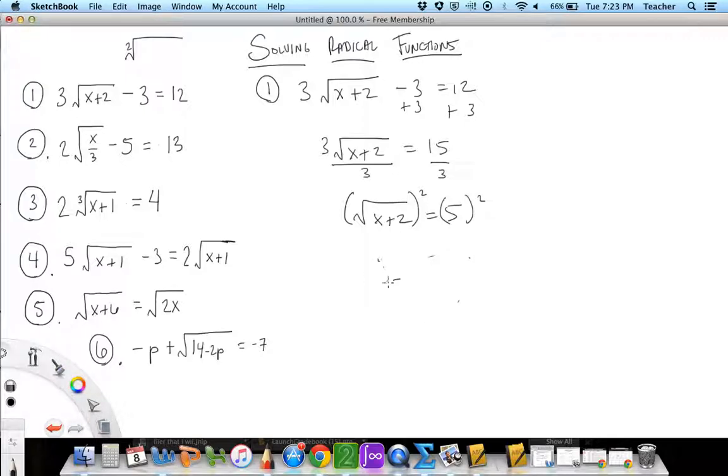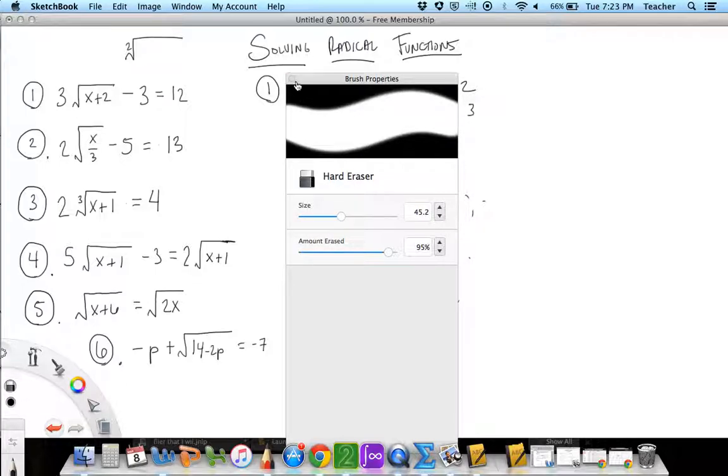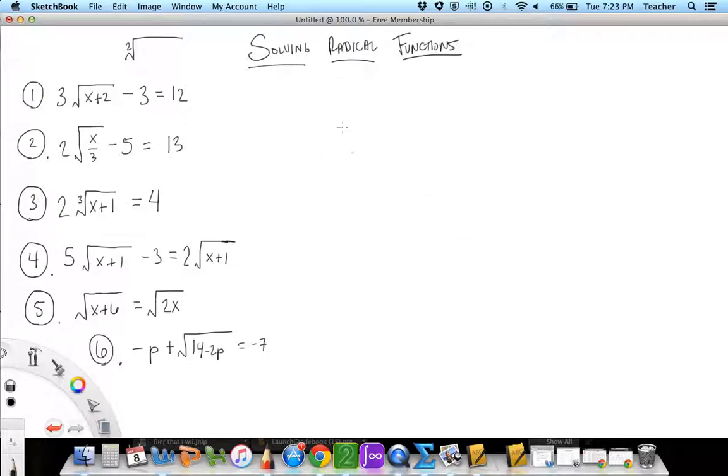Okay, so next problem here. Let me try to make this a little bit bigger. Hard eraser will maximize this a little bit. There we go. Now we can erase a lot larger. Okay, so number 2 here.